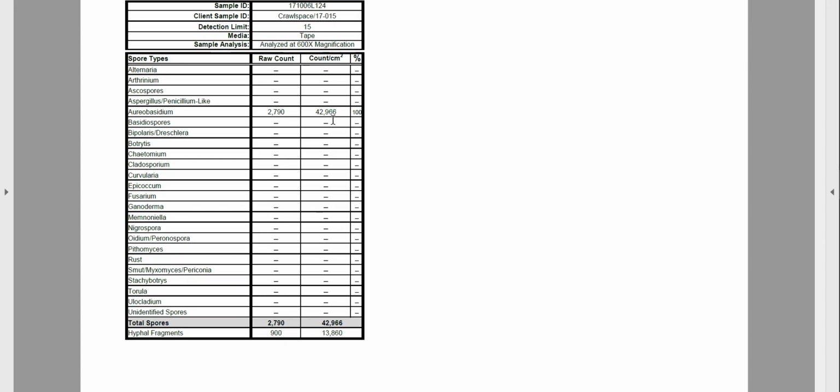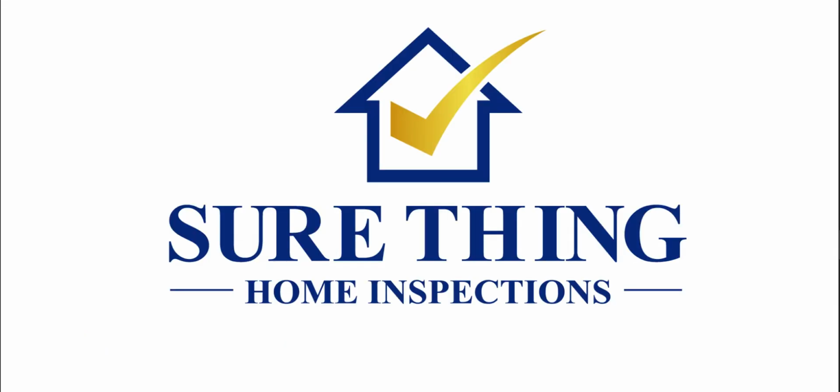So the mathematical equation to us is that when it's in the tens and the hundreds of thousands, we know that we have a mold problem. Remediation is going to be needed. So looking at those two reports, that was an indication that a mold remediation contractor will need to be sent out to remediate the home.